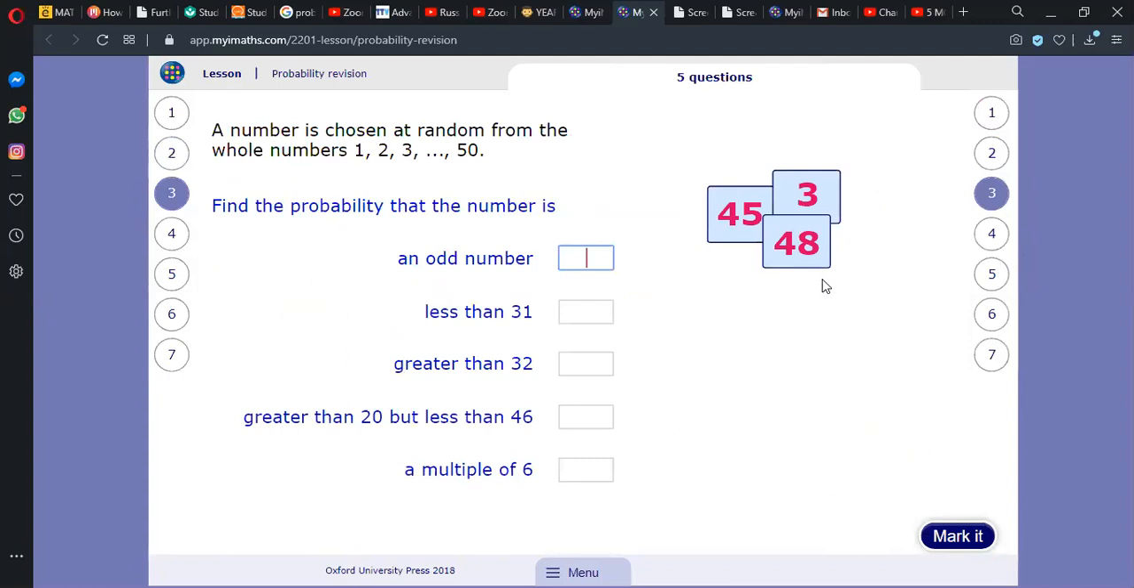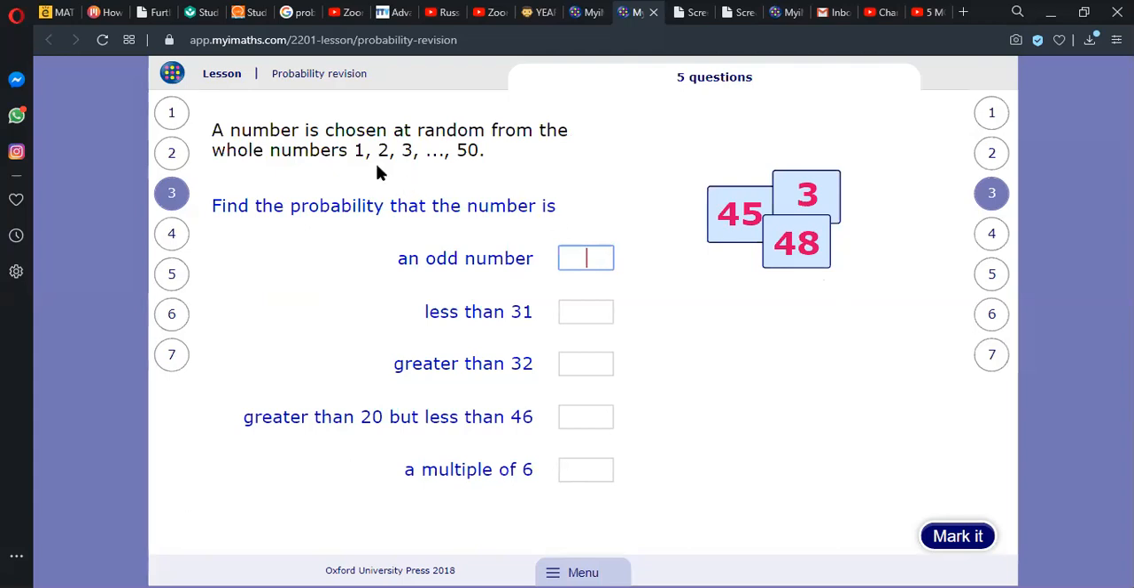Now, here we have a number chosen at random from the whole numbers 1 to 50. Find the probability that the number is, okay, we have questions to solve. You can see that here the format of putting our answer is not in fraction like before. So that means they want our answers in decimal. Okay, so please take note of that.